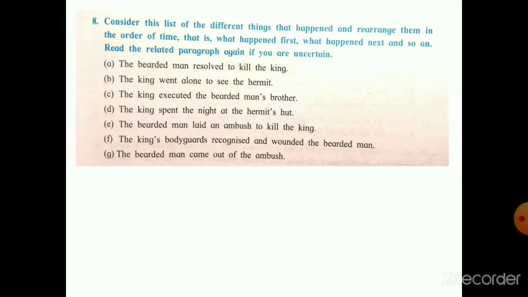Now the next question is given here. What we have to do is consider this list of the different things that happen and rearrange them in order of time. See, chronological order में हमें लगाना है, यहाँ पे sequentially लगाना है. 7 sentences are given here.